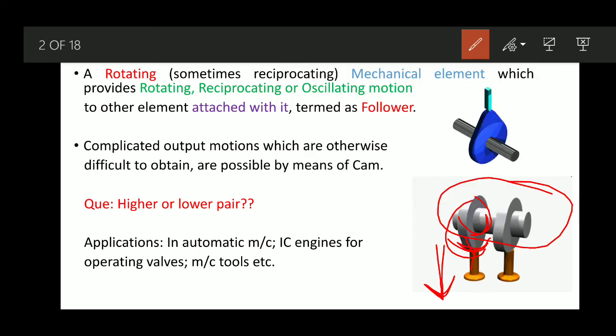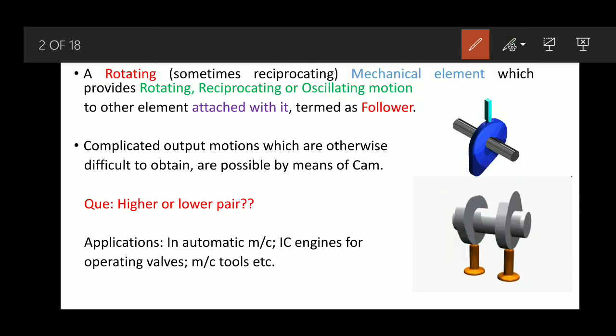So it's a somewhat complicated motion. You cannot say which different type of mechanism can give rise to this kind of motion, but by designing a cam properly we can very easily obtain this kind of motion.